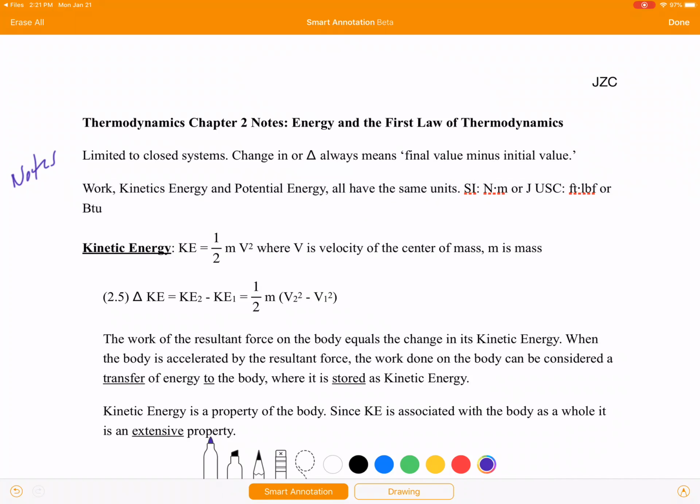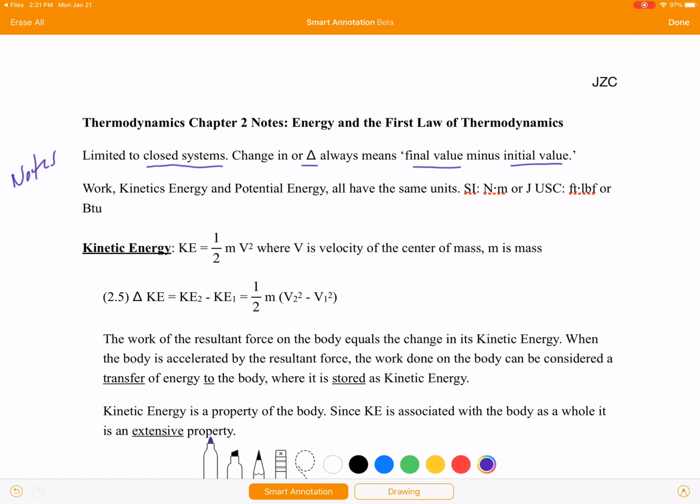This chapter is limited to closed systems. When we talk about change in kinetic energy, change in potential energy, change in internal energy, we use the symbol delta, and that means final value minus initial value. So we are always going final minus initial.